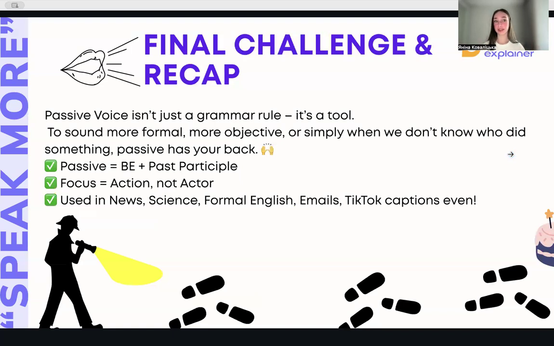Final challenge, final recap. So, passive voice isn't just a grammar rule, it's a tool to sound more formal, more objective, or simply when we don't know who did something, passive has your back. How do we form passive? Be plus past participle. Focus is on the action, not the actor. Used in news, science, formal English, emails. Yes, and even in your TikTok captions.